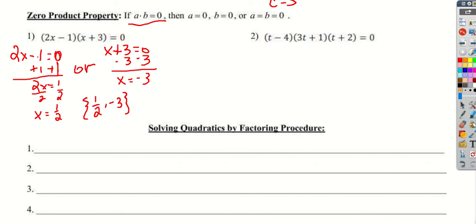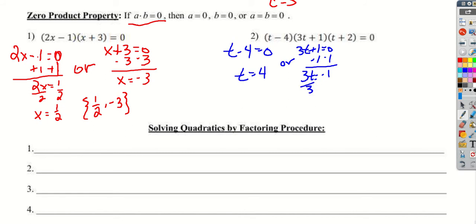Likewise, in the same instance with number 2, we have 3 factors. So we're treating each one like, in order for this to equal 0, either the first one is 0, the second one is 0, the third one is 0, or they all could be 0. Okay, so we're going to set each of those factors equal to 0 and then solve. So here, if we have t minus 4 is equal to 0, we're going to add 4 to both sides. We get t is equal to 4. Or 3t plus 1 is equal to 0. So I'll subtract 1 from both sides. 3t is equal to negative 1. Divide by 3, and t is equal to negative 1/3.